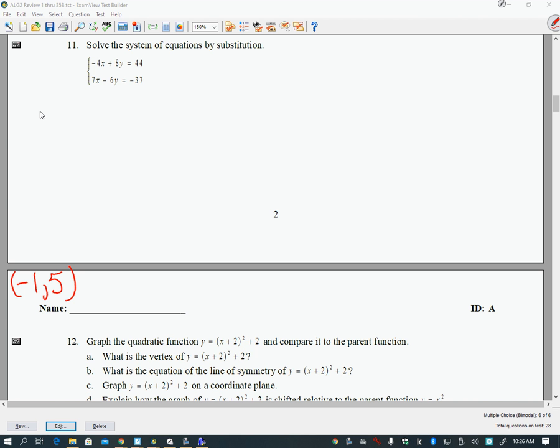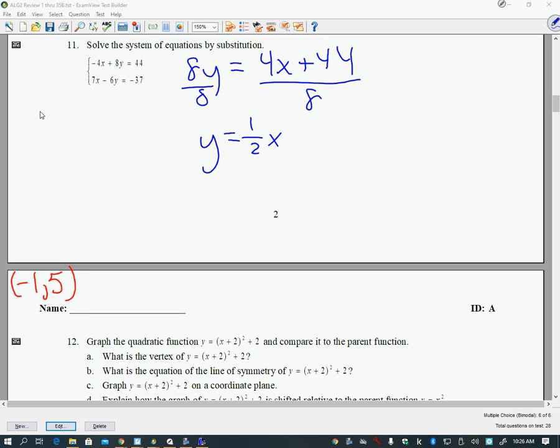You solved for y. So you added 4x to the other side, right? So you got 8y equals 4x plus 44. You divided by 8. You got y equals 1/2 x plus what? Plus 11 halves, okay? So I know that y equals this, so now I can do 7x minus 6 times 1/2 x plus 11 halves equals -37, right?